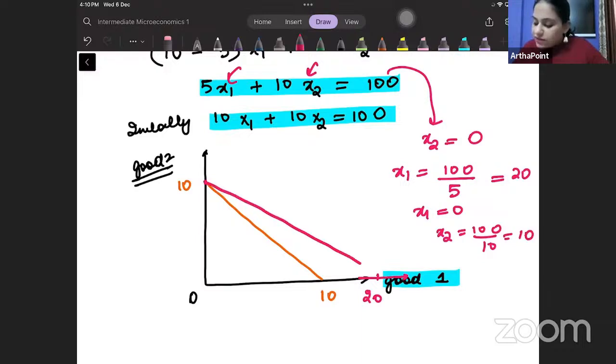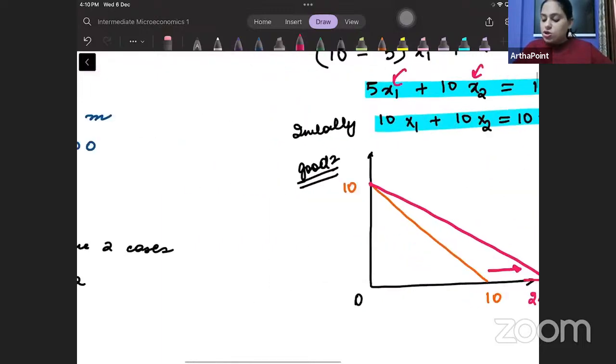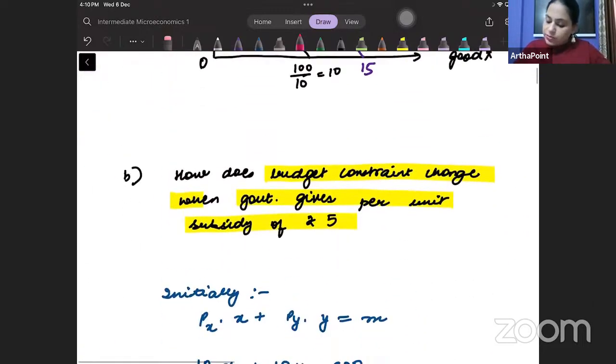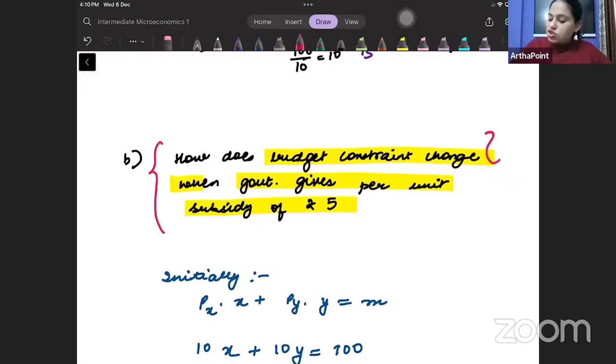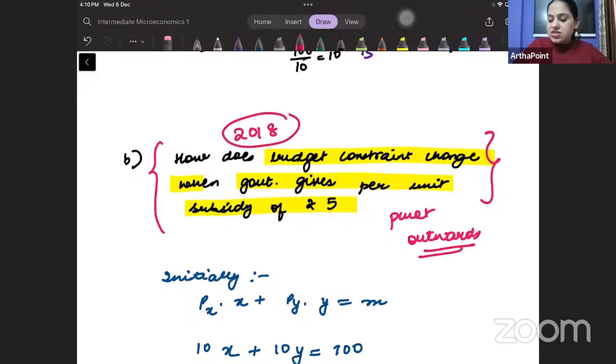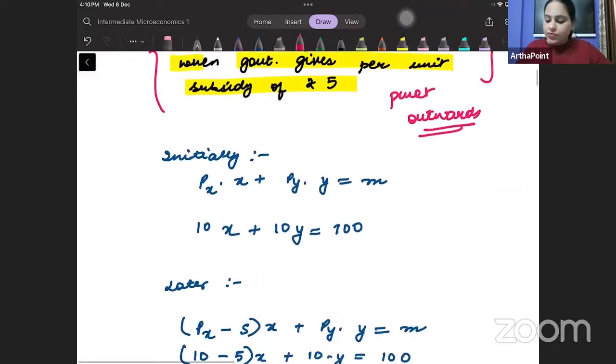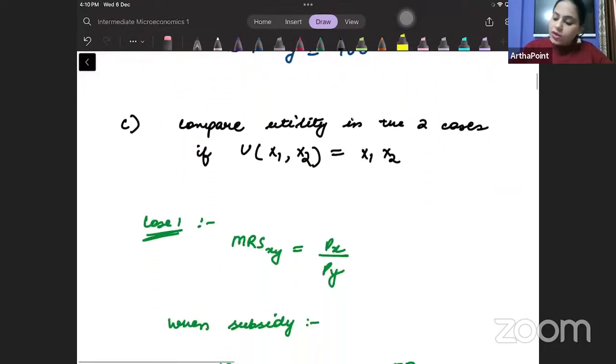So the budget line will pivot outwards. This will be your equilibrium condition. So the answer to this question, how does the budget line change, is that it will pivot outwards. Okay beta? This is a 2018 past year question. Am I clear on that? Okay kids, now look at the next question.